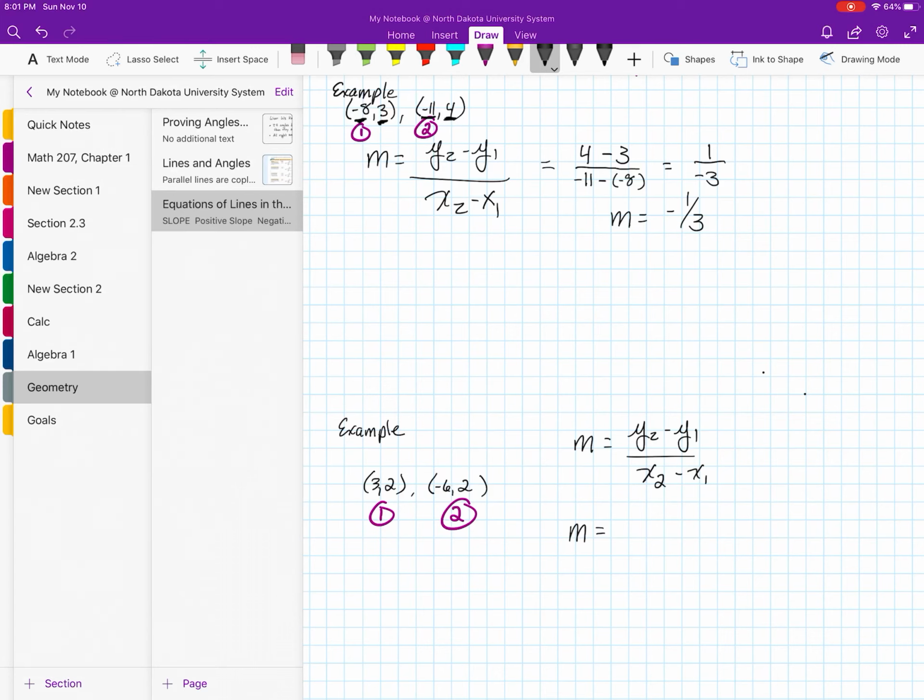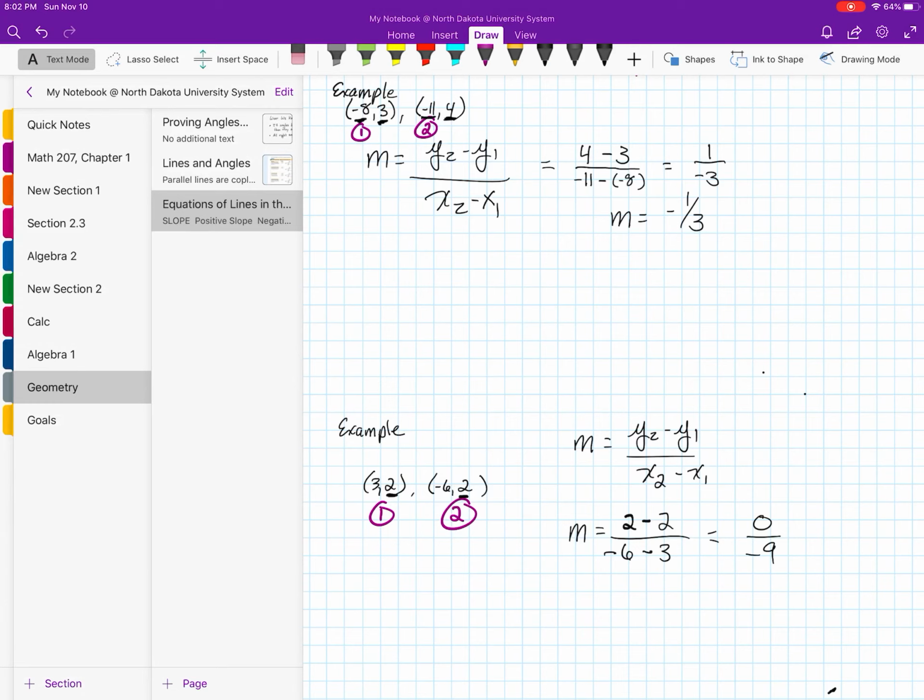So my y2 is the y-coordinate for point 2, which is 2, minus 2. That's the y-coordinate for point 1. My x-coordinate for point 2 is negative 6, minus 3. And I get 0 over negative 9. What does that look like exactly? Negative 9, 0 divided by anything is 0, right?